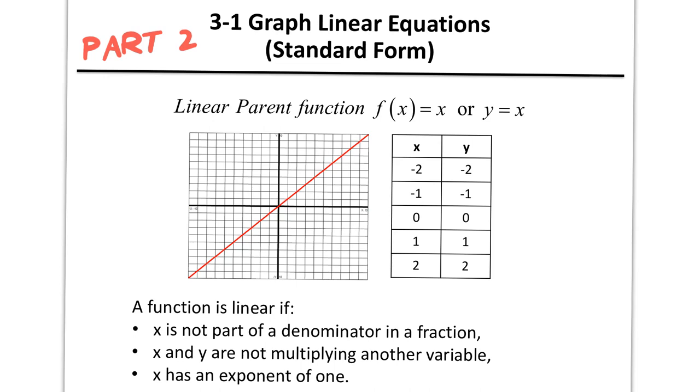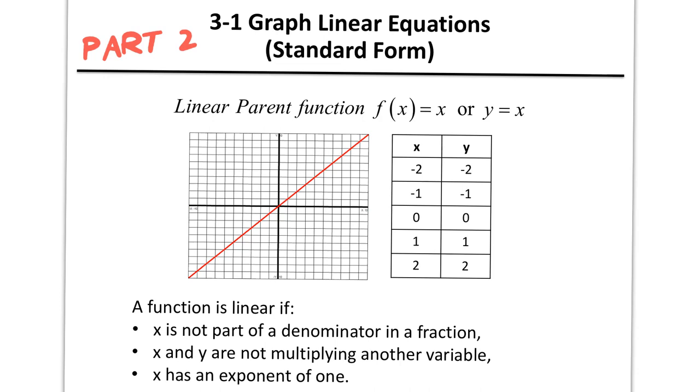So let's look at the bottom of the screen to know when a function is linear. When x is not part of the denominator in a fraction, you can say it's linear. When x and y are not multiplying another variable or each other, it's a linear function. And when x has an exponent of 1. All those things need to happen at the same time to say that it's linear.